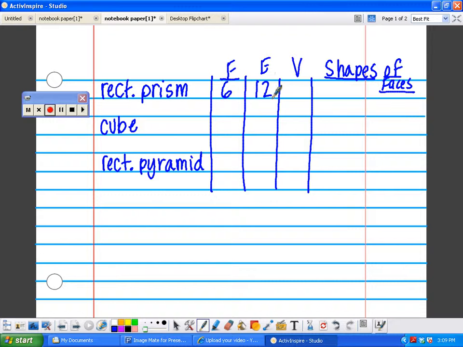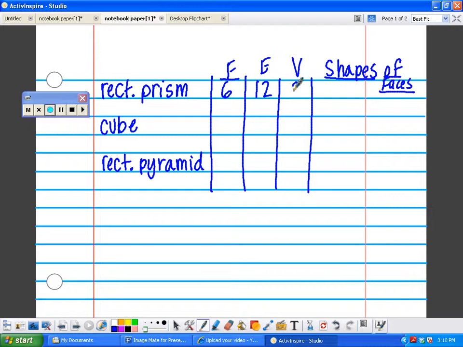Vertices. What's a vertice, Angel? The points. Okay, hold your stick of butter. Where do they come to a point? On the squares, on the ends. Good. You ready? 1, 2, 3, 4. The other end. 5, 6, 7, 8. How many vertices? 8.